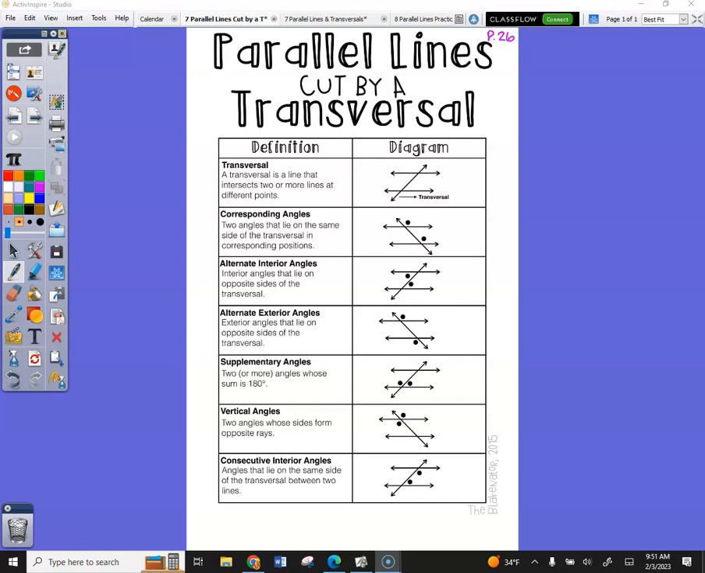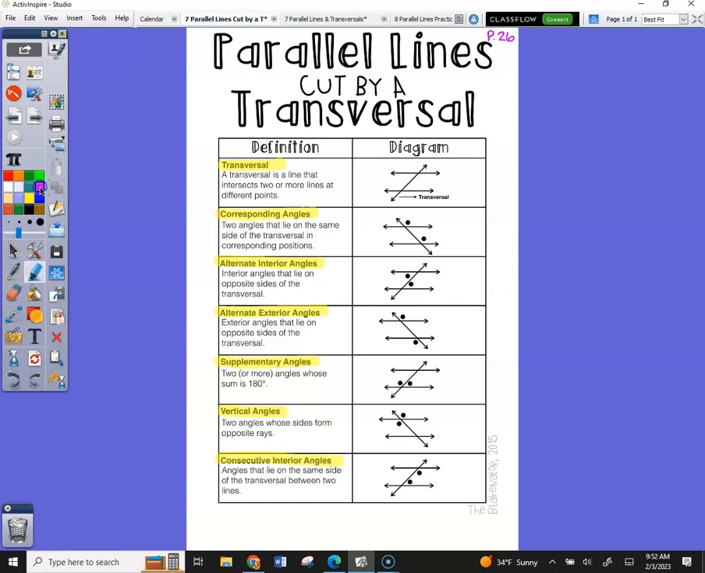Y'all highlight with me. Remember, it's a scientific fact that if you highlight your notes strategically, not just sit there and color the whole thing, it really helps you to retain and comprehend. Here's what I want you to highlight. We have a new vocab word, transversal, corresponding angles, alternate interior angles, alternate exterior angles, supplementary angles, this should look familiar, supplementary and vertical, and then consecutive interior.